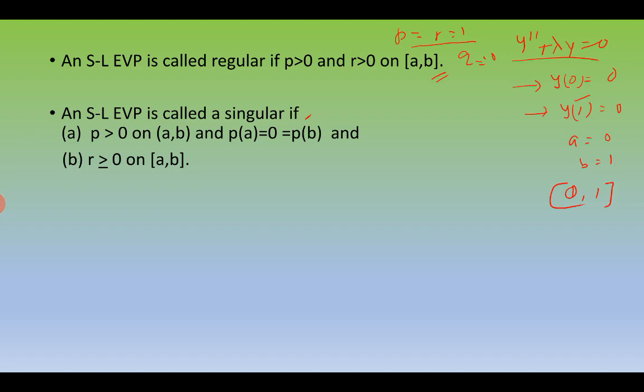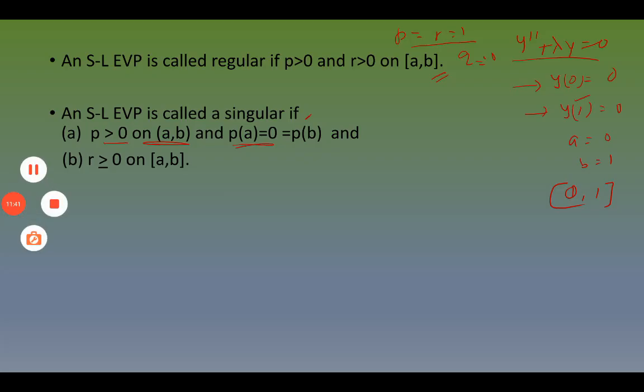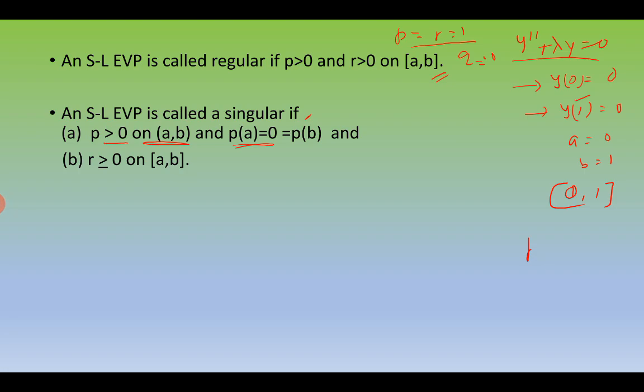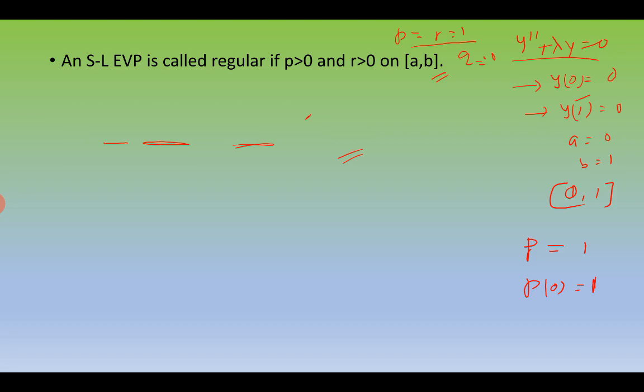This is called singular if P is positive in the open interval (a, b) and P of A is 0. Here P of A is non-zero. P is constant, given as 1. P is 1, so P of A is not 0, because P is a function of x and is still 1, so this condition is a failure, isn't it? If the condition is true, then we say this problem is a singular problem.